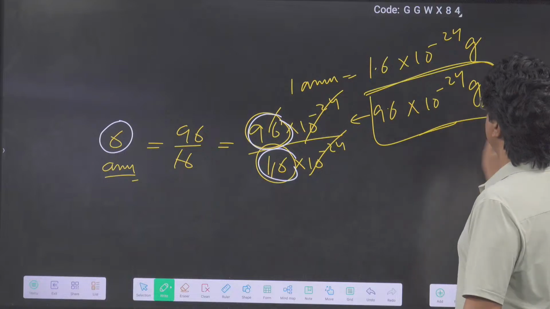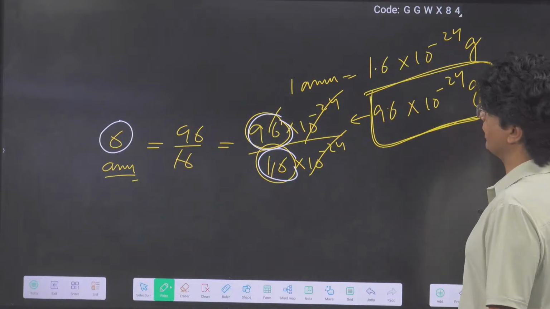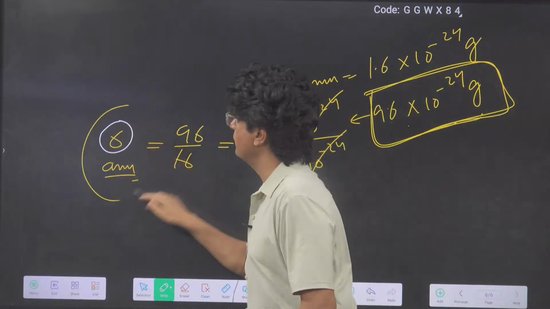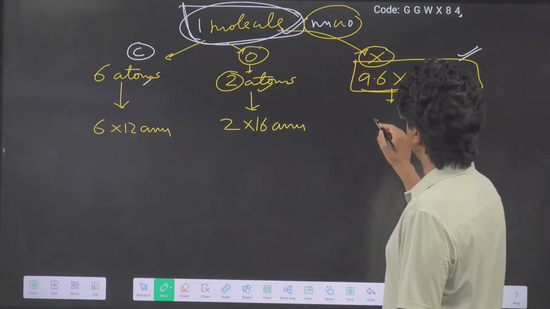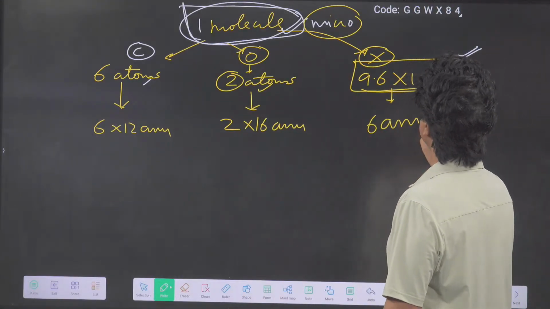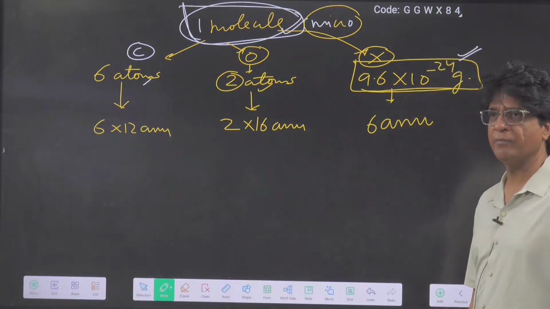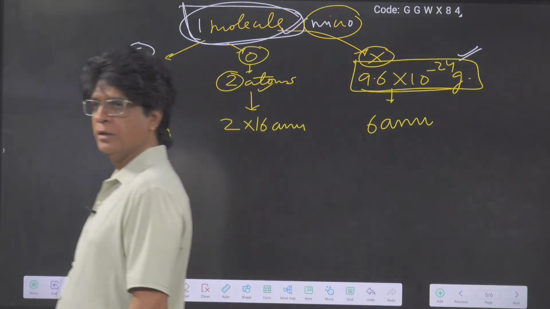So 9.6 into 10 to the power of minus 24 gram will be equivalent to what? 6 AMU, right? Okay, now we go back. So this will be equal to what? 6 AMU. 6 AMU, right or not? Okay.